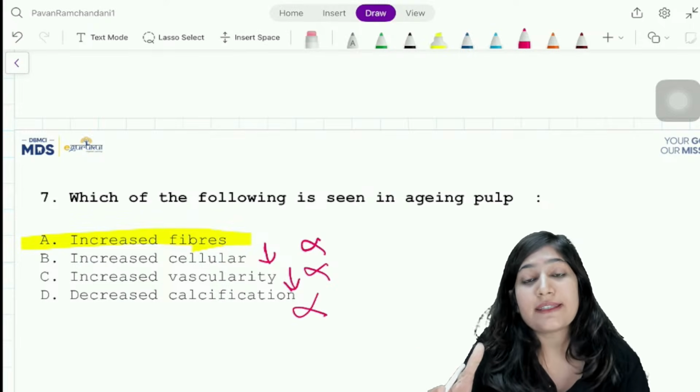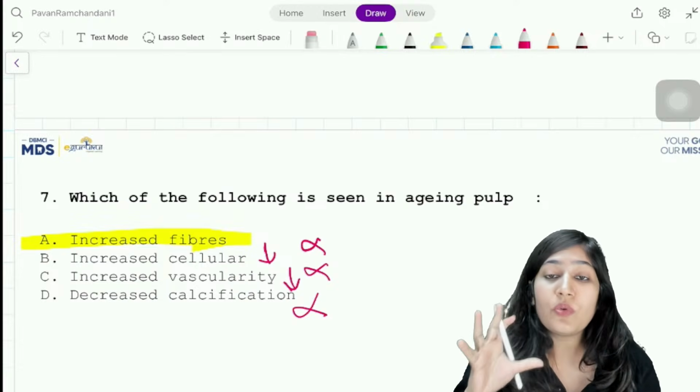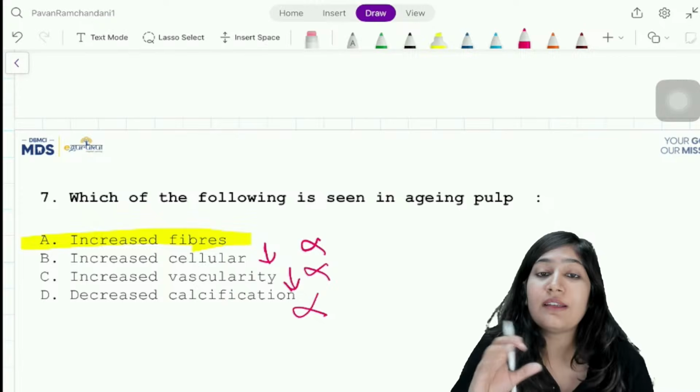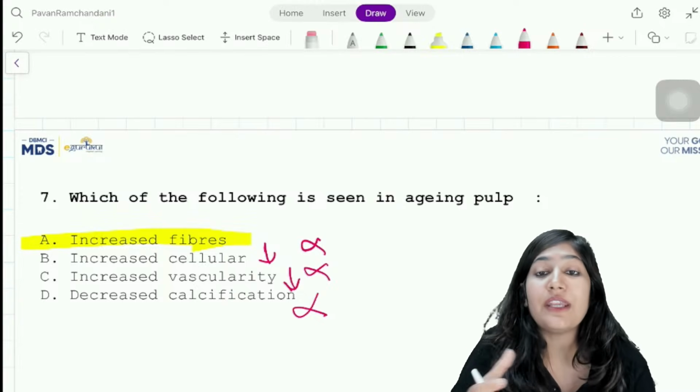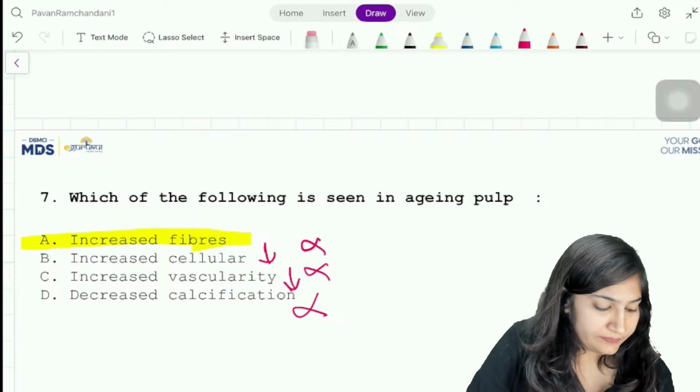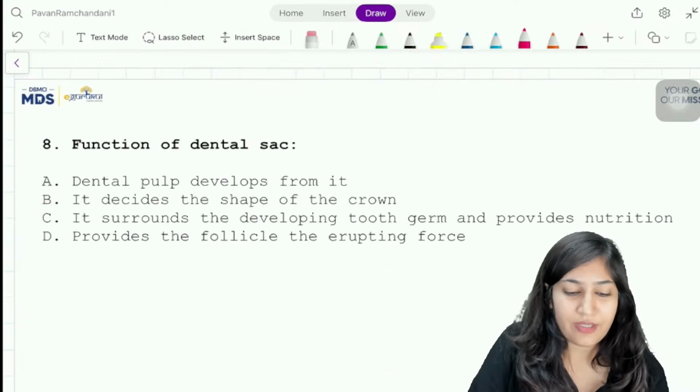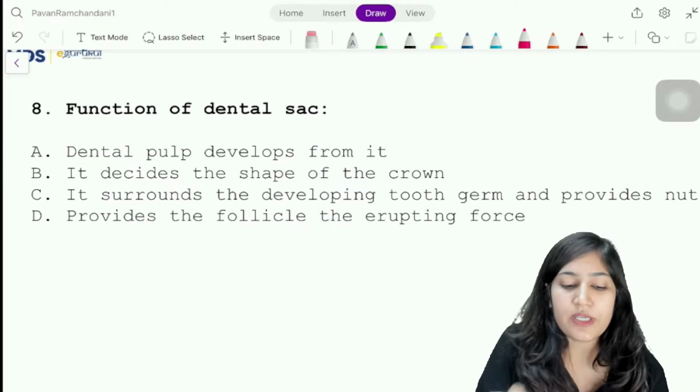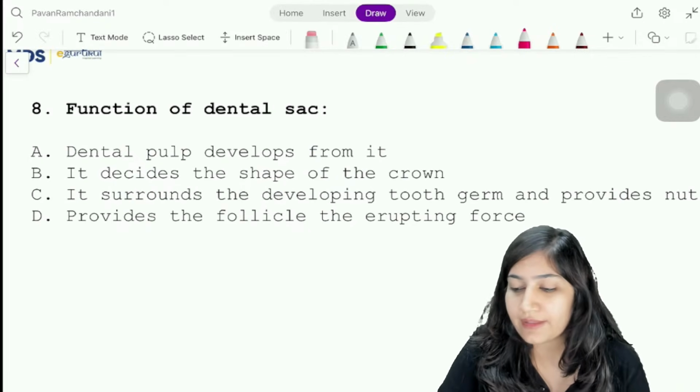Even the size of the cell decreases with age. Cell organelles decrease with age. Right? So only the fibers are increasing with age. We have increased fibrosis in case of aging pulp. Okay. Coming to our next question. Function of dental sac.